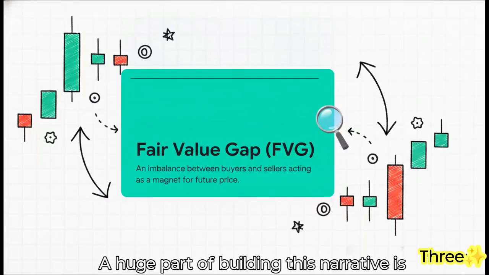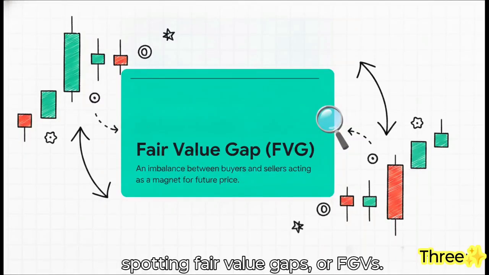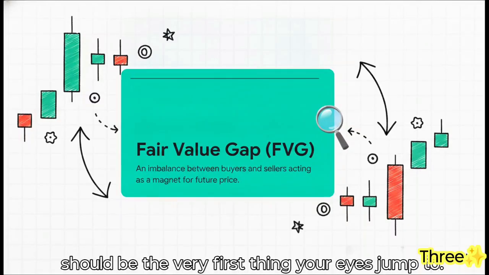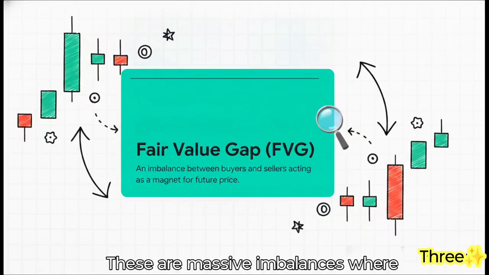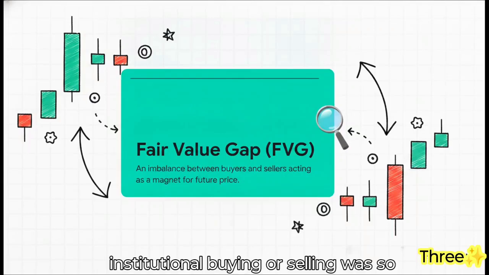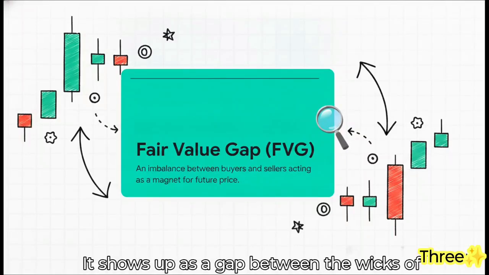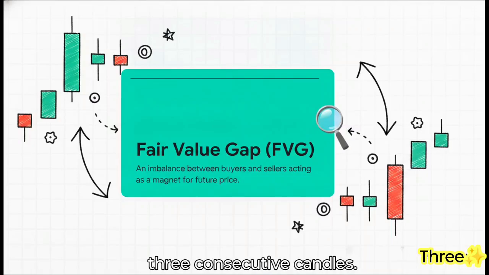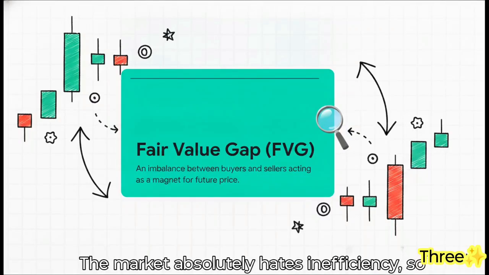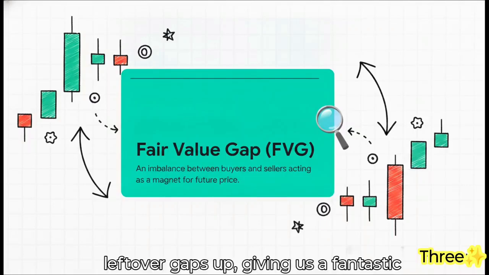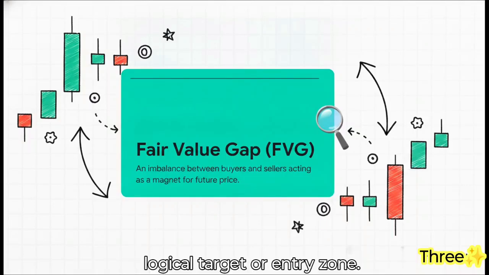A huge part of building this narrative is spotting fair value gaps, or FVGs. Honestly, when you open a chart, finding FVGs should be the very first thing your eyes jump to. These are massive imbalances where institutional buying or selling was so aggressive, they actually left unfilled orders behind. It shows up as a gap between the wicks of 3 consecutive candles. The market absolutely hates inefficiency, so price will almost always return to patch these leftover gaps up, giving us a fantastic, logical target or entry zone.